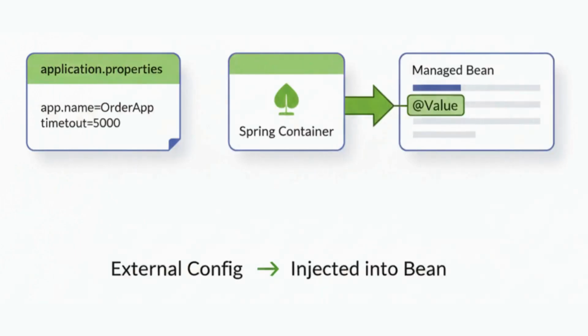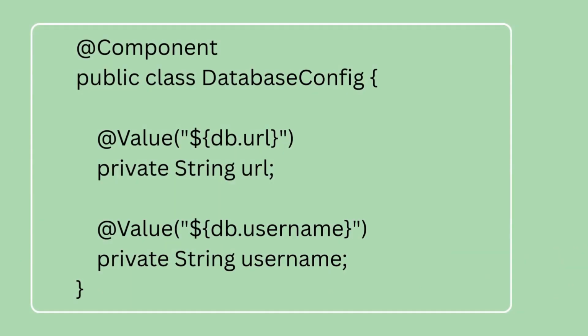@Value annotation. In real applications, you don't have hard-coded values. @Value connects your beans to the external configuration. Here, we have the DB URL and DB username that are defined in the application.properties file. Through @Value, we connect to it and assign the actual value. That keeps code clean, and configuration stays flexible.